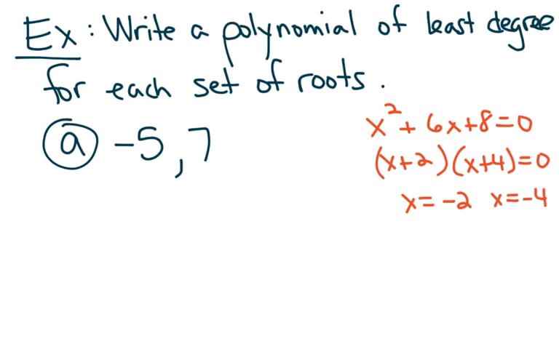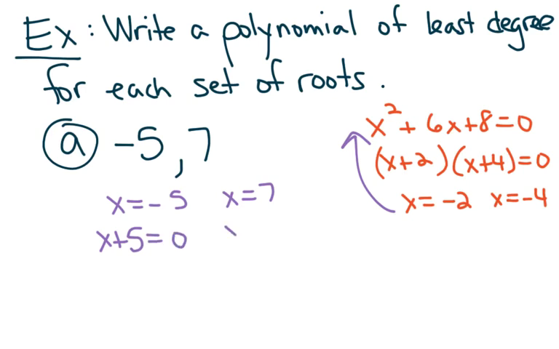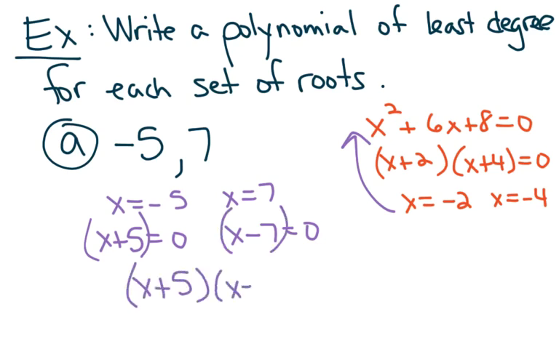What if instead I want to work backwards to write the equation? If I know the solutions are x equals -5 and x equals 7, then the factors are going to be x plus 5 and x minus 7. Notice that all I did was move these numbers so that I had an equation equal to 0. Now these are my factors. So my factors are x plus 5 and x minus 7.